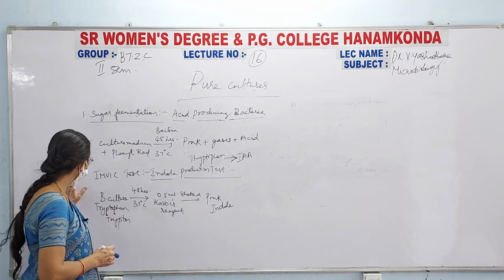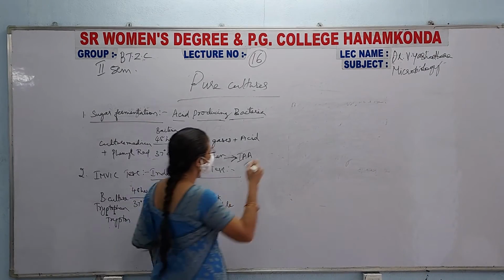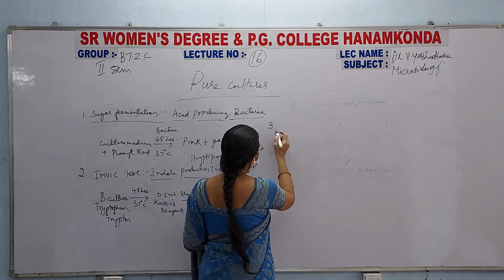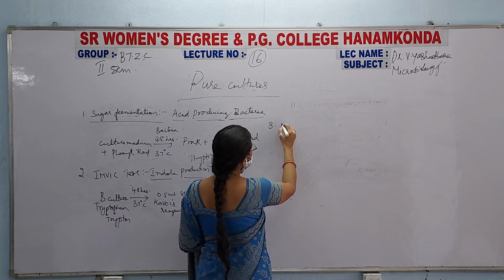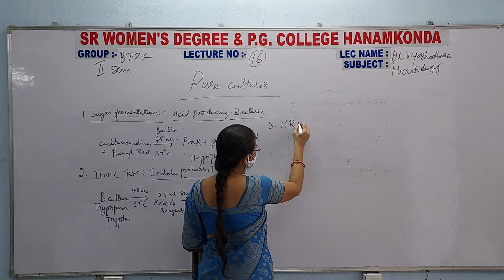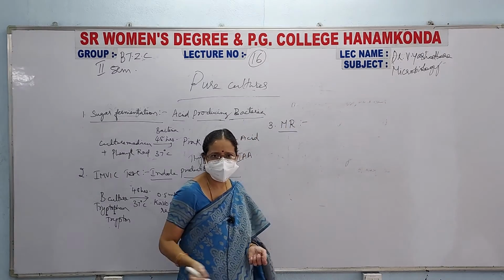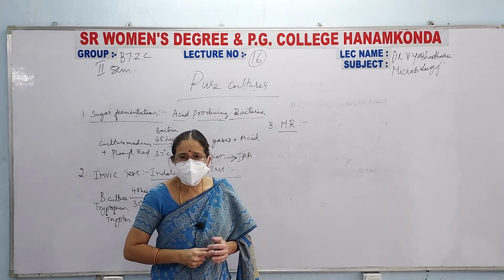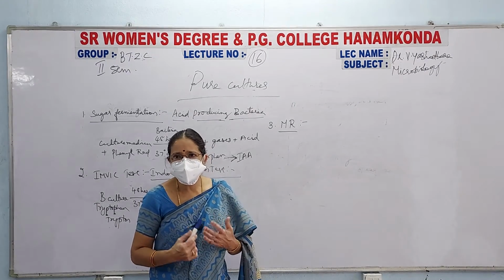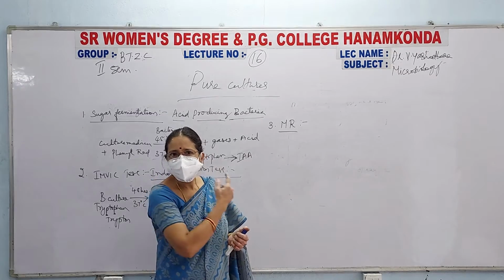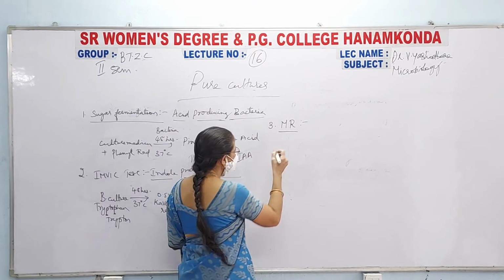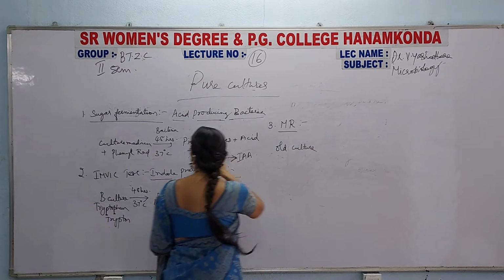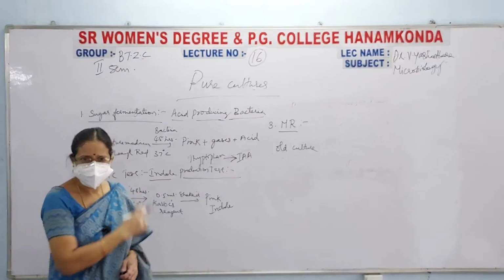Okay. Now coming to the third test. The third test is the methyl red test, or MR test. In this you will be checking the efficiency, or efficacy, of your old cultures. Till now I was talking about the fresh bacterial culture.